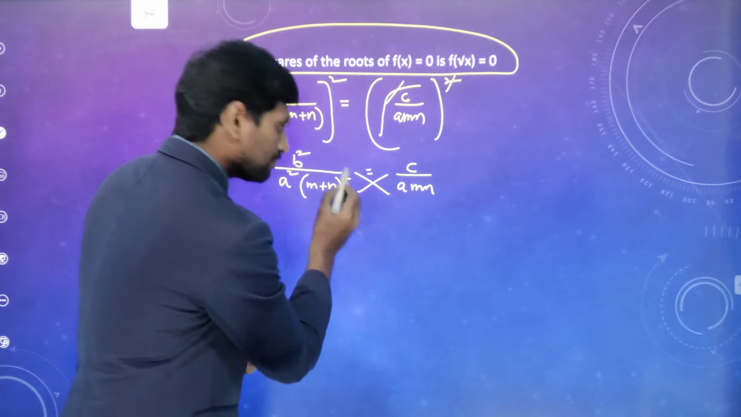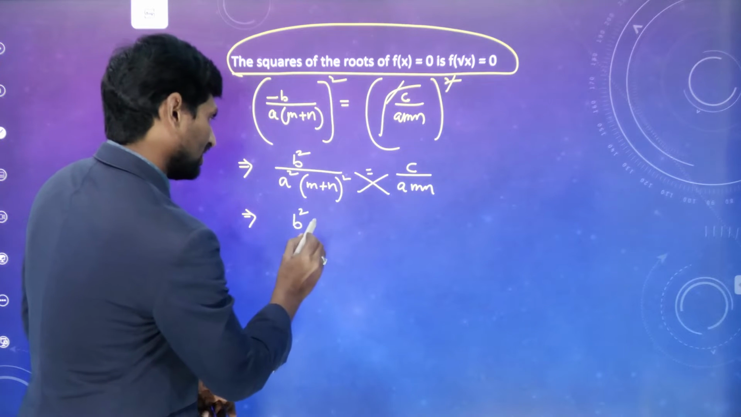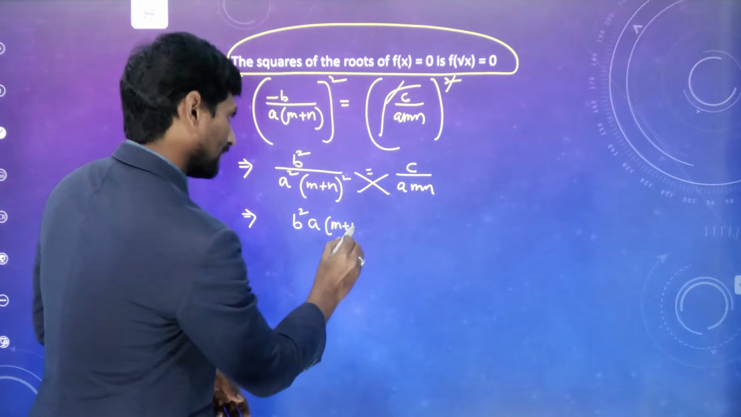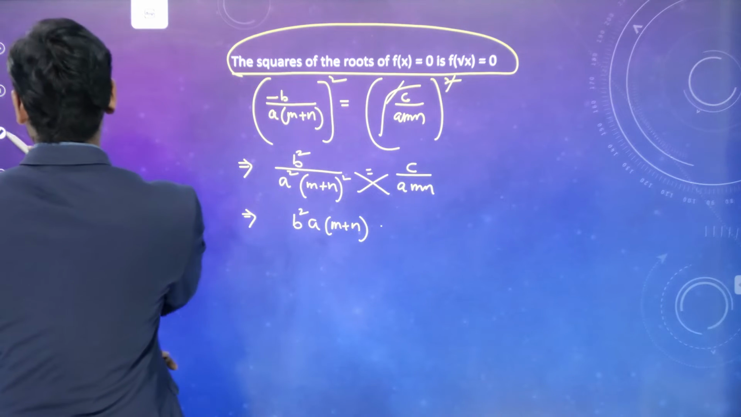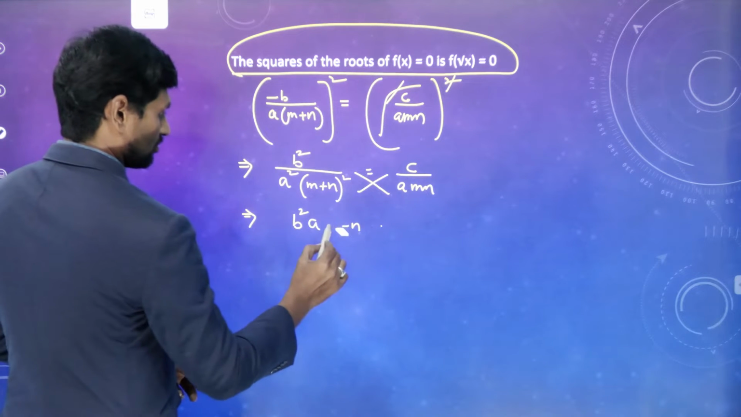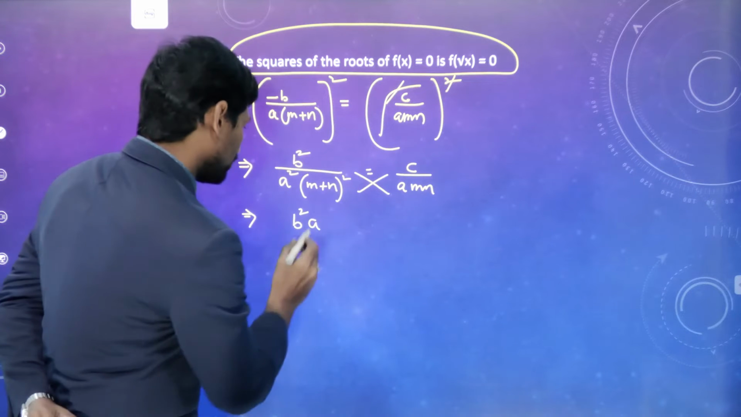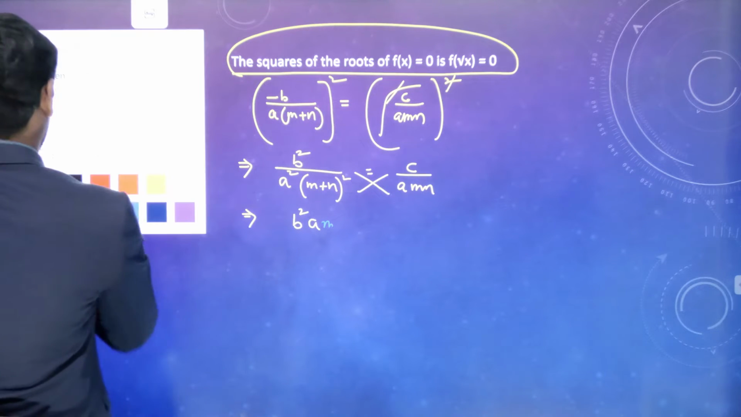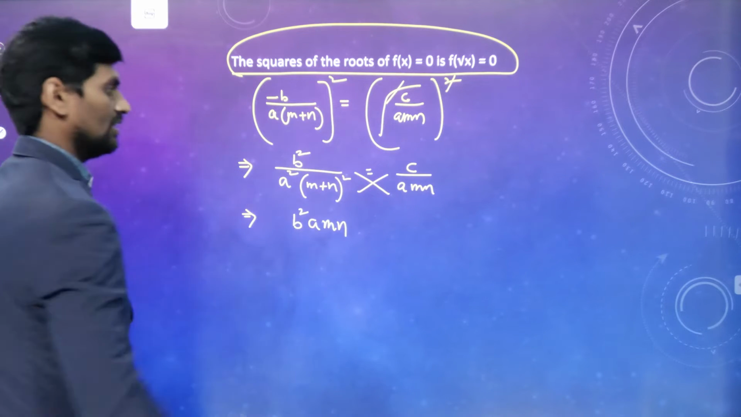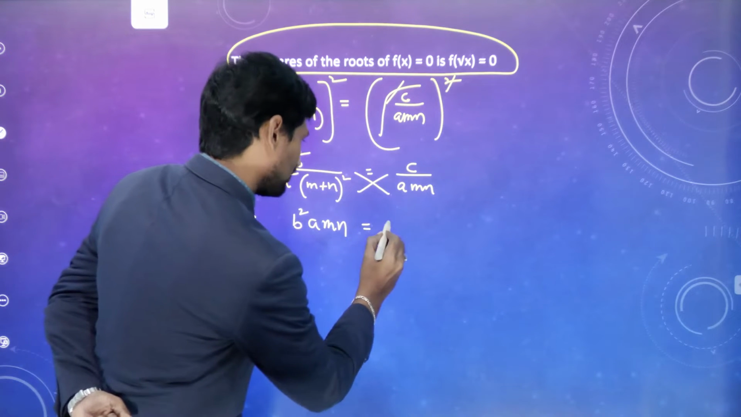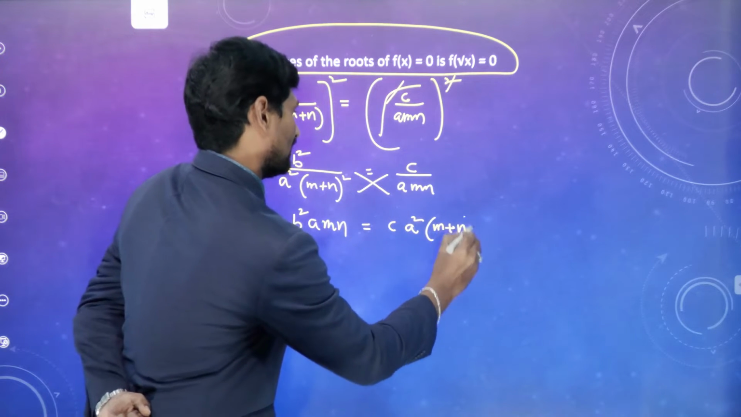Just do the cross multiplication. That implies b square a into mn. Sorry, b square a into m into n, a into mn, this one. Cross multiplication. Yeah, b square a into mn equals c a square into m plus n whole square.